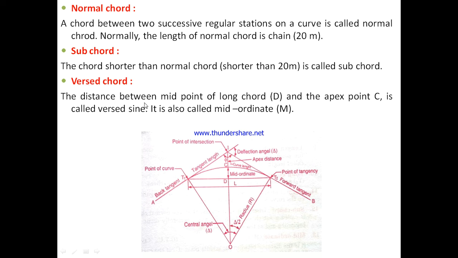Versed chord: the distance between the midpoint of long chord D, this point, and the apex point C, is called versed sine, or it is also called the midordinate M. So this is called the midordinate. This distance is the midordinate.